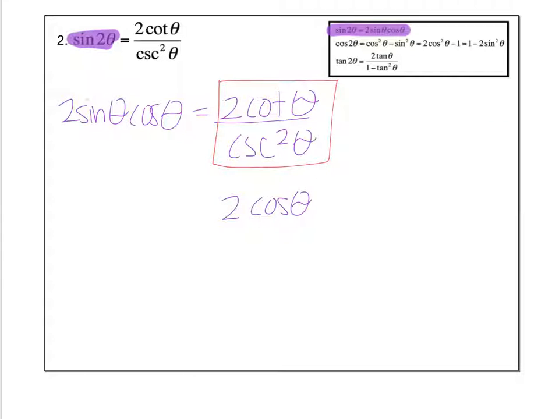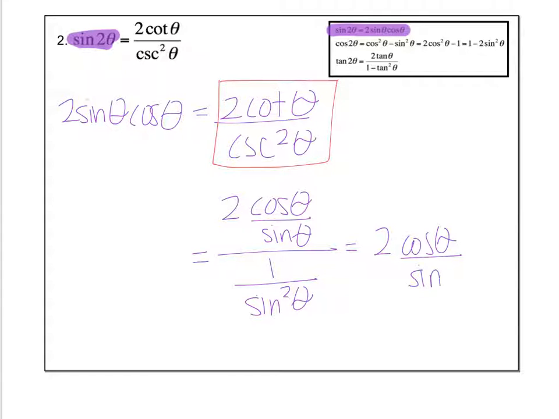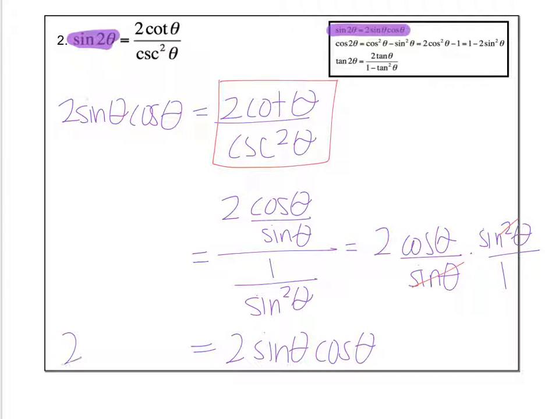So this is 2 times cosine theta over sine theta, over 1 over sine squared theta. And then when I'm dividing, I really need to flip that around. So that's 2 cosine theta over sine theta times, flip that around, sine squared theta over 1. And look what happens. One of the sines cancel. So I have left 2 sine theta times cosine theta, which is what I ended up changing the one on the left-hand side to.